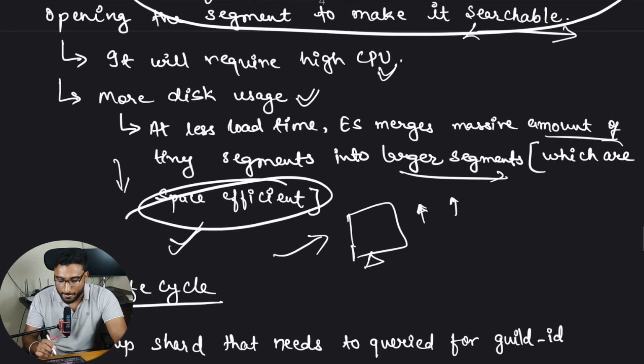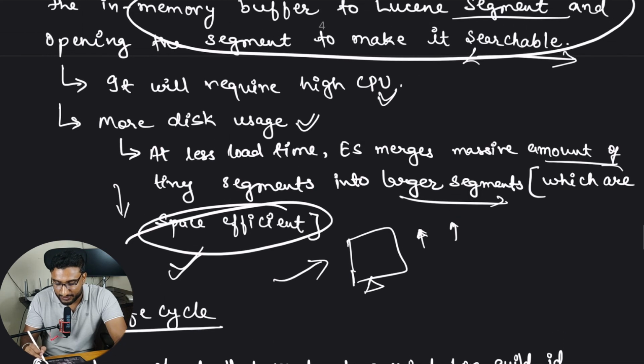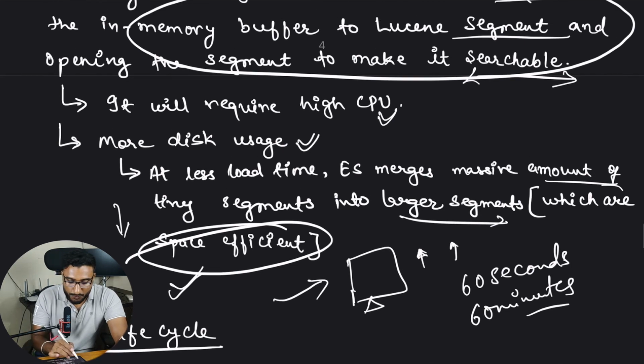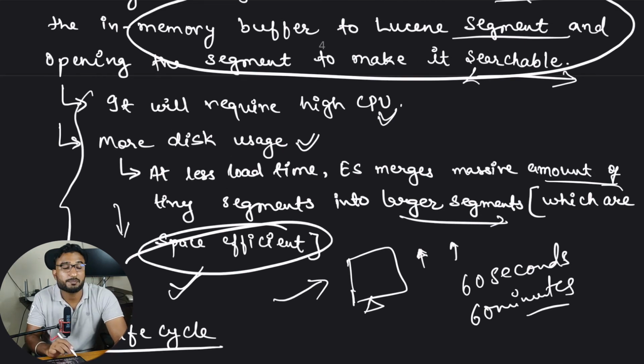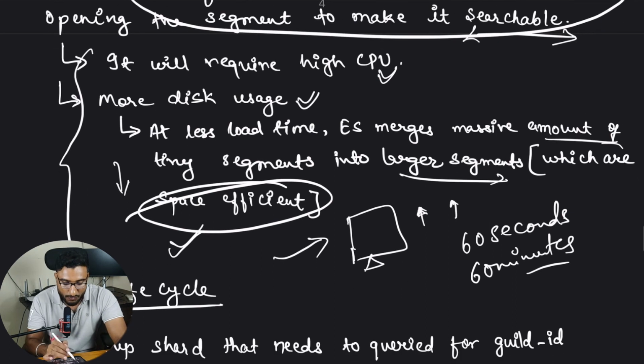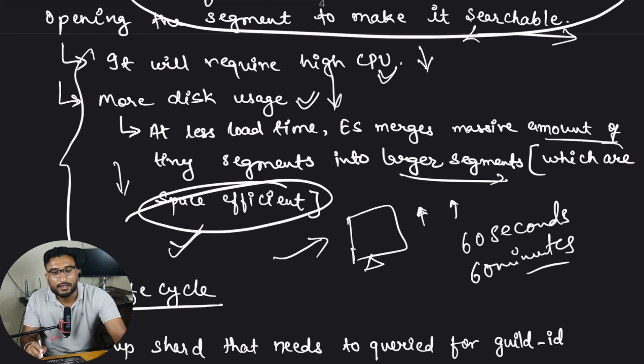Cool. So if you increase the refresh interval to, let's say, 60 seconds or 60 minutes, now this operation can carry out at its own pace. Elasticsearch doesn't have to make the document searchable as and when it arrives. So these operations can be performed at a slower rate, which will help in reducing the CPU and also your disk space, because from the start they can be space optimized.